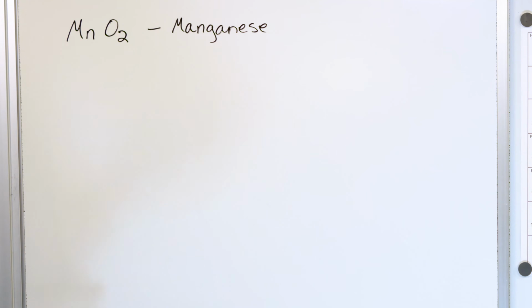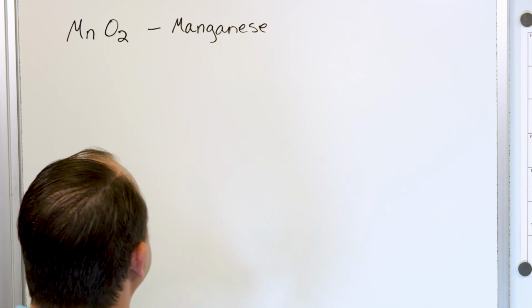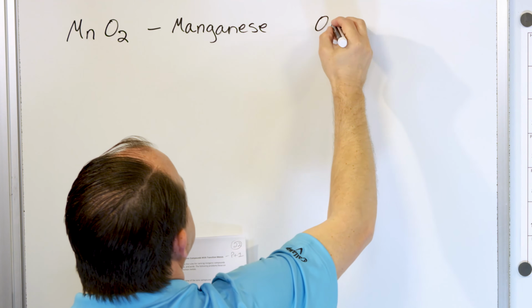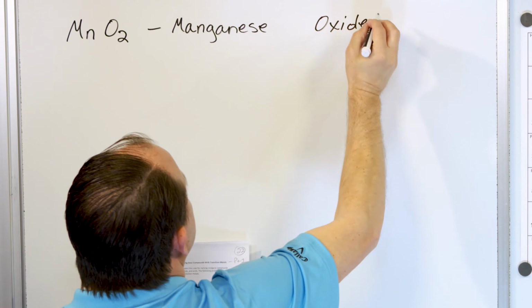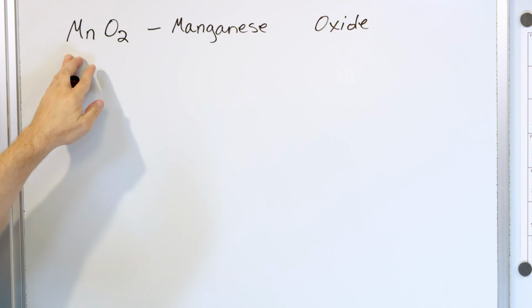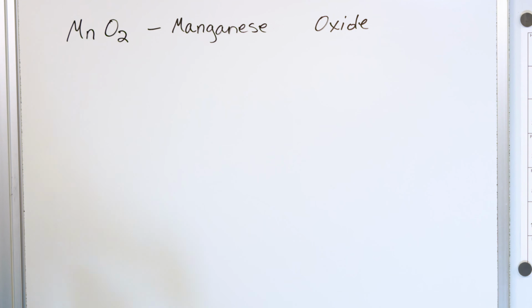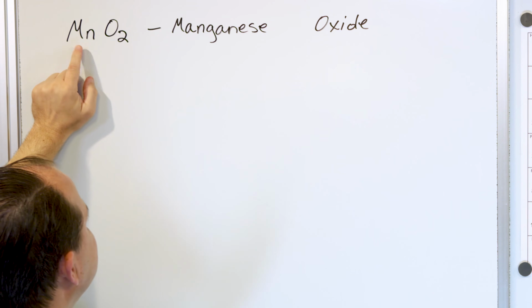Right? Manganese. Just double check something real quick. Yep, manganese. All right. And then the O is oxygen, so that becomes oxide. So the rookie mistake here is just saying, well, this is an ionic compound. It's just manganese oxide. Okay, that's true. However, manganese might form different charges.